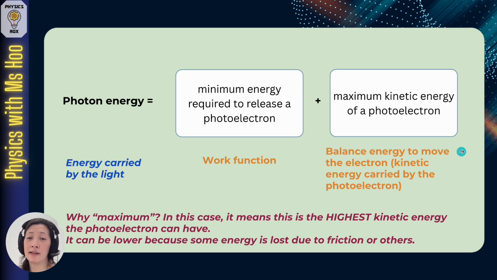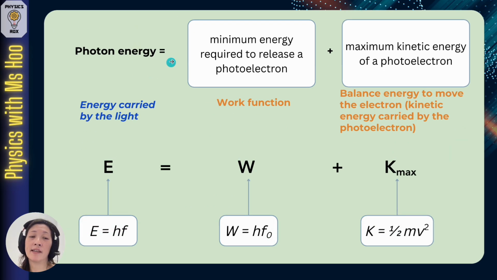So to put some symbols in here to help you visualize this, the photon energy, which is the energy carried by light, is represented by the symbol E. And as you should recall, E equals hf. Work function is represented by the symbol W. Now W is derived from E equals hf, where in this case W equals hf₀, where f₀ refers to the threshold frequency needed by the metal to be able to release that photoelectron. So f₀ is the minimum frequency for that photoelectron, while W is the work or energy needed to get that photoelectron released. So that's where this equation is derived from.